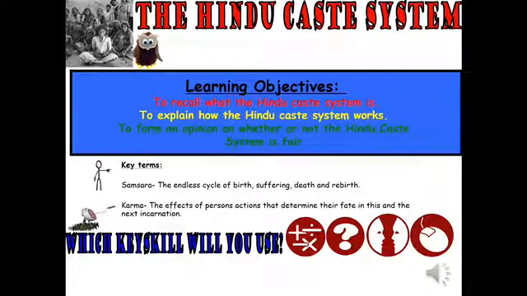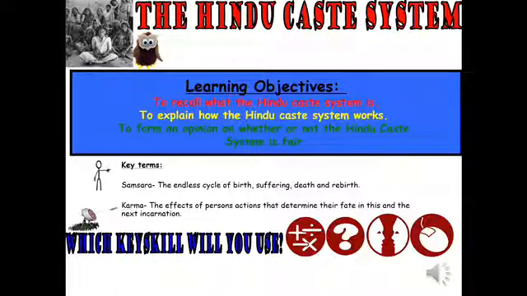The Hindu caste system. So what will we be learning today? We're here to recall what the Hindu caste system is and to explain how the Hindu caste system works. We're also here to form an opinion on whether or not the Hindu caste system is fair.